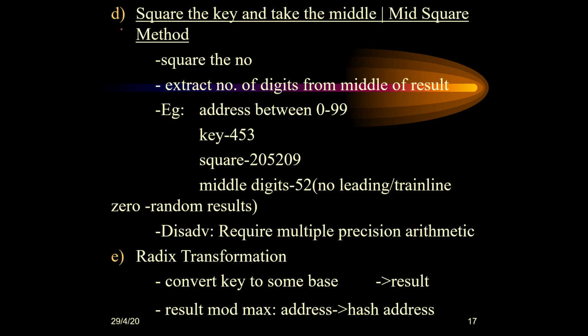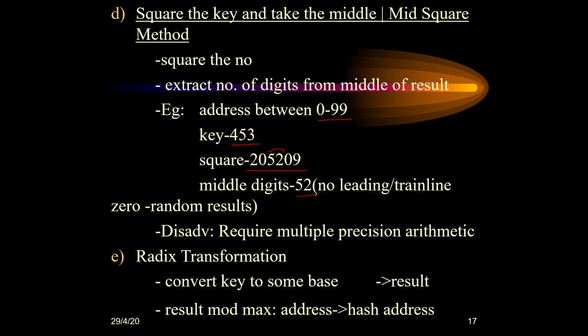And the next technique is square the key and take the middle, also known as the mid square method. Here we square the key and then retrieve the middle of the squared result, which is taken as the home address to save that particular key. So consider the example: we have a key, 453, which has to be saved inside locations from 0 to 99, and this is the square of 453, and now I need to retrieve the middle of it, which is nothing but 52.